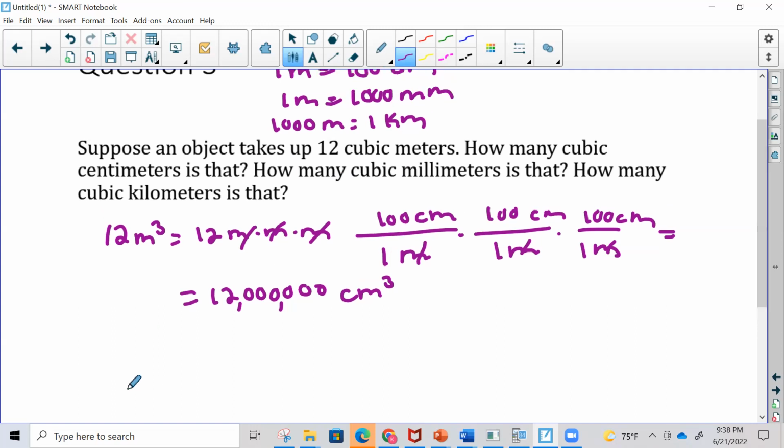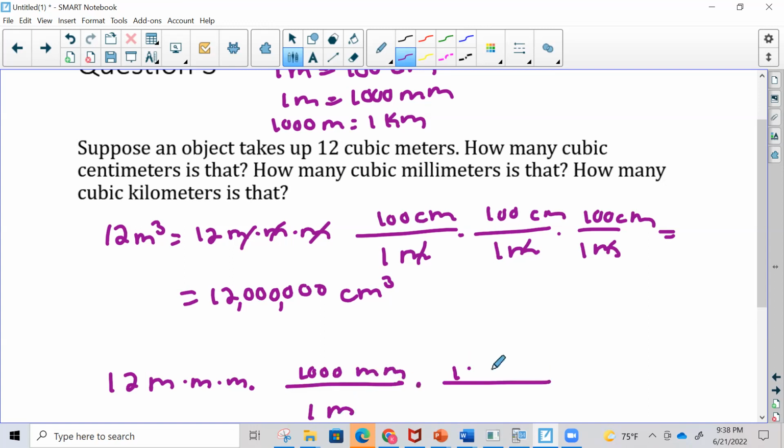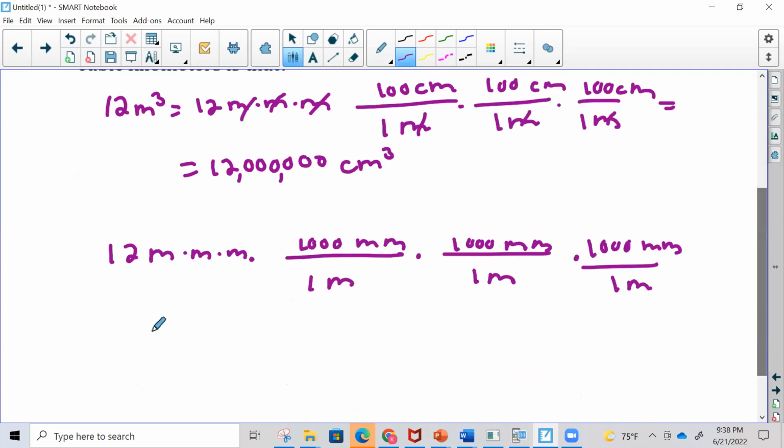So I'm still going to start with the 12 meters cubed. But now I'm going to multiply by this one. Again, the meters has to go in the denominator, and the 1,000 has to go in the numerator, and I have to multiply by this conversion factor 3 times. Okay, if you multiply this out, you're going to get a very large number. And then it's millimeters cubed.